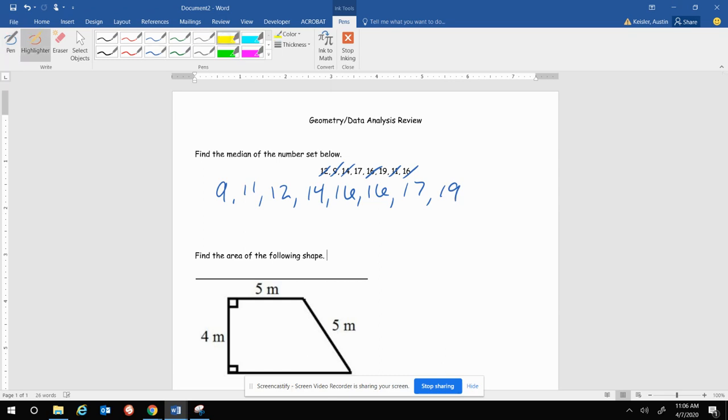Median is the one that we struggle with the most from what I've seen, and median is the middle. If you ever forget what these words mean, you can look them up, or it is also in my video where I first taught all these. So we're going to find the middle. I'm going to cross out the 2 on the outside, the next 2 on the outside, the next 2 on the outside, and this is what we typically struggle with.